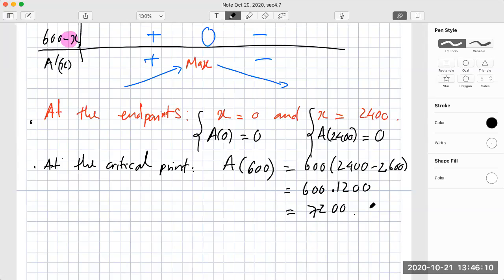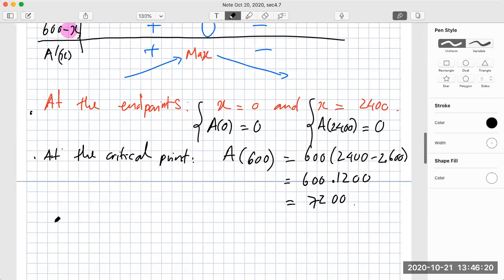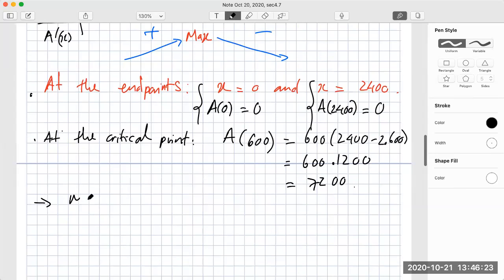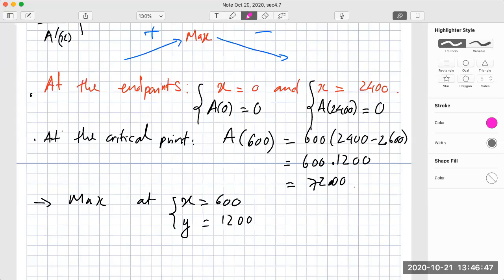Therefore, the maximum area would be 7,200 when x is 2,400. Okay, so y will be 1,200. Right, and the area is this one.